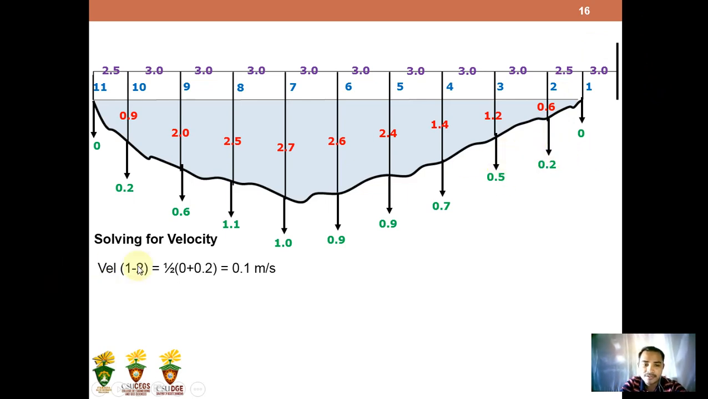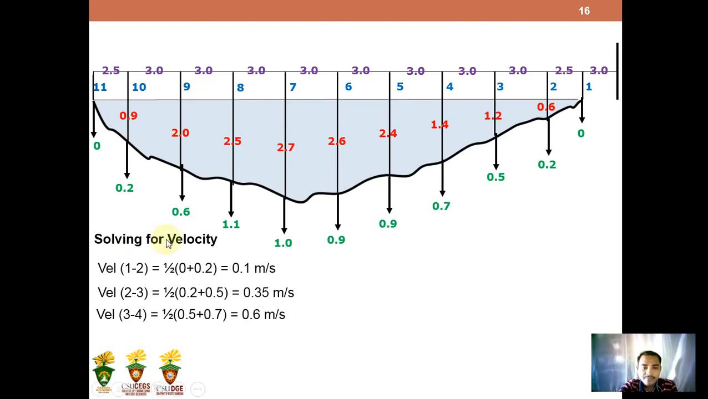So to get that average velocity, we need to get the average of two successive velocities. For example, velocities for vertical 1 to 2. For example, 0 in vertical 1, there is no velocity, so it's 0. So 0 plus 0.2 divided by 2, or 1/2 times 0 plus 0.2, it results to 0.1 meter per second. Another one for velocity in the verticals 2 to 3, same formula applies. 1/2 times the quantity of 0.2 plus 0.5, that is equal to 0.35 meters per second.